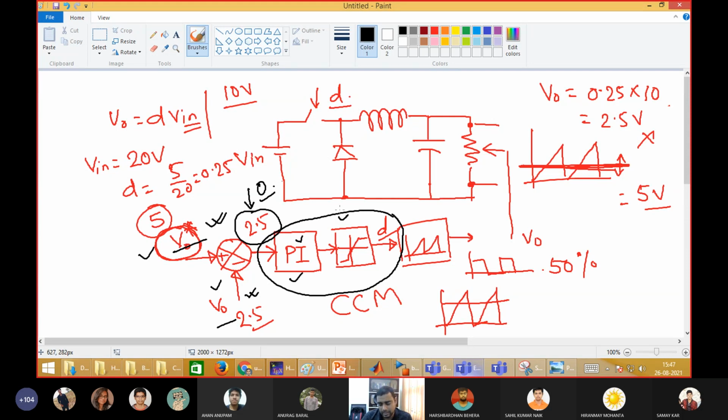Tuning this PI is a little bit lengthy process. I can share a video where someone has explained it. They have small videos where they explain these power electronic converters. If you are interested, I will share that video.